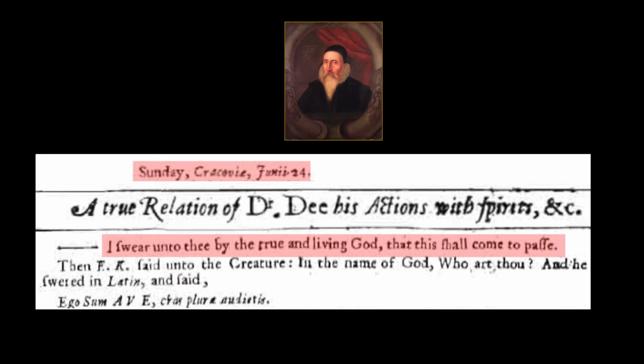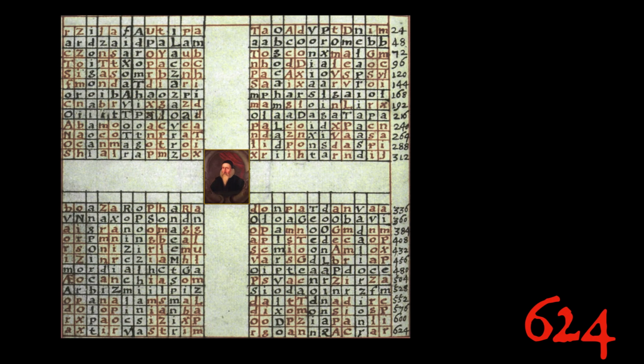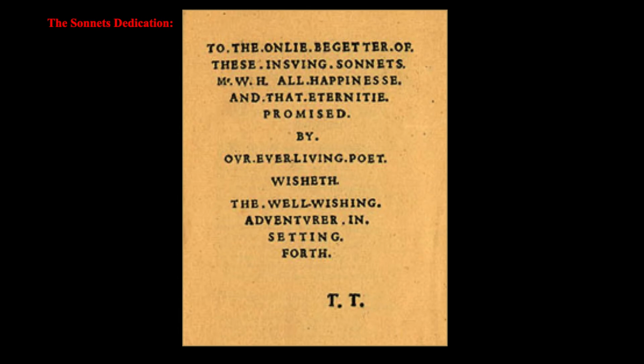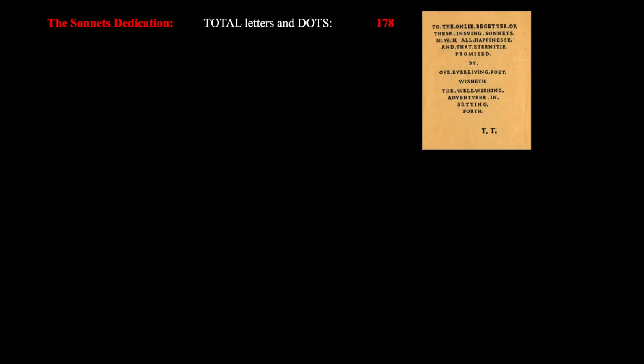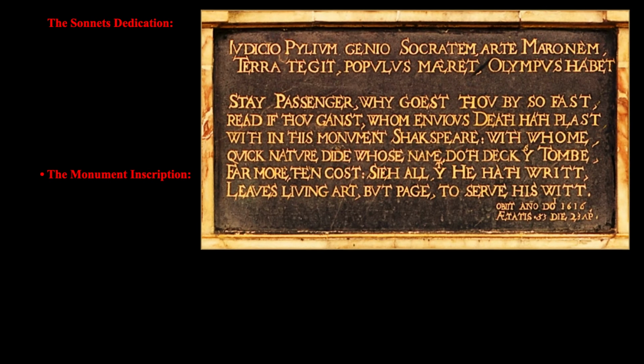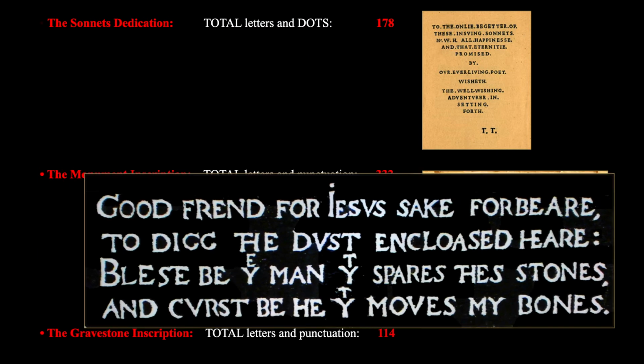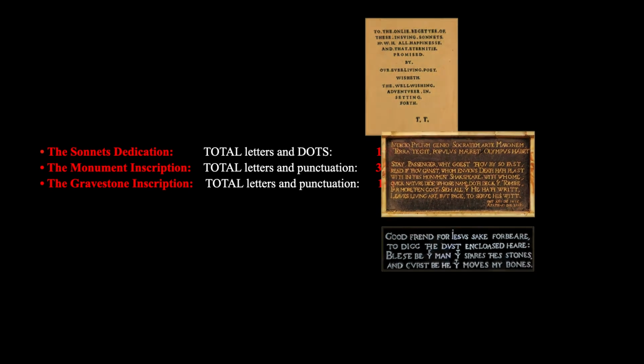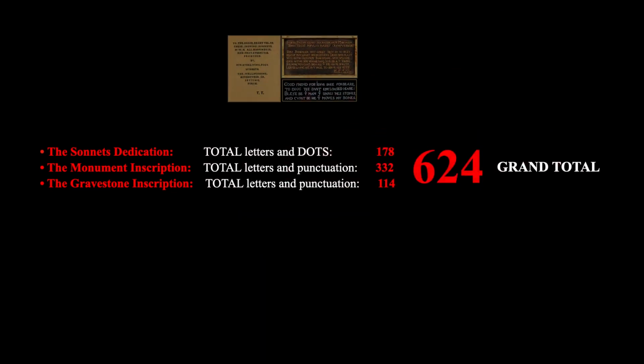The angels literally channeled to him on June 24th, 624, an encoding of this that's called the Enochian tables. Here's his handwriting, giving you the grid formation of it. How many squares are there? Oh, 624. So looking at the 3 touchstones that I've shown you, the sonnet's dedication, adding up all of the characters there, all of the characters in the monument, all of the characters in the gravestone, turns out that how many are there? 624.